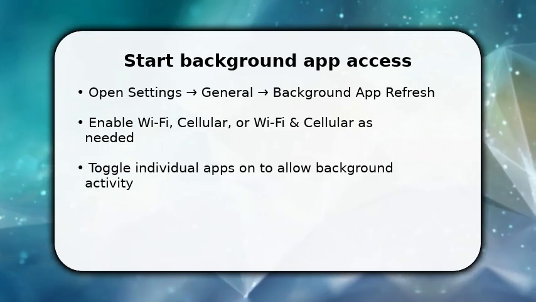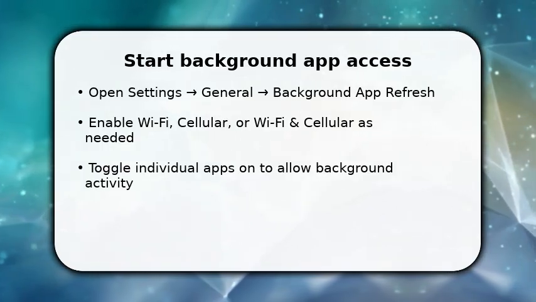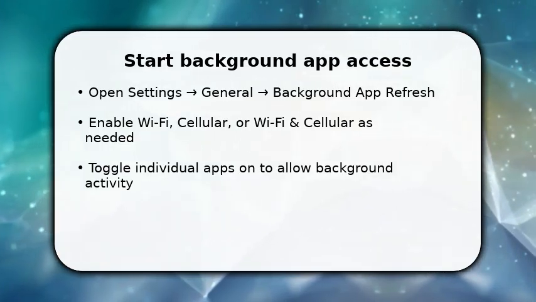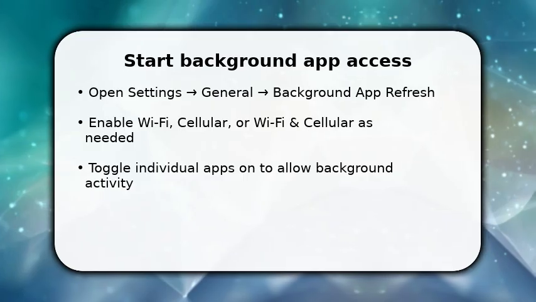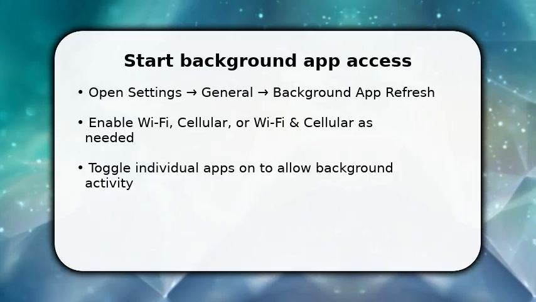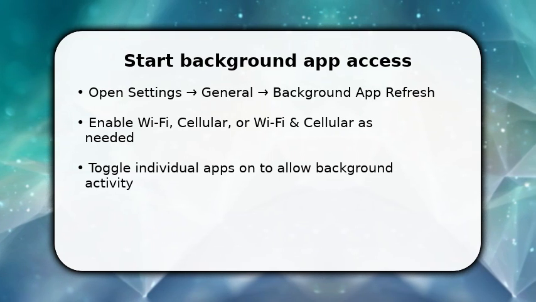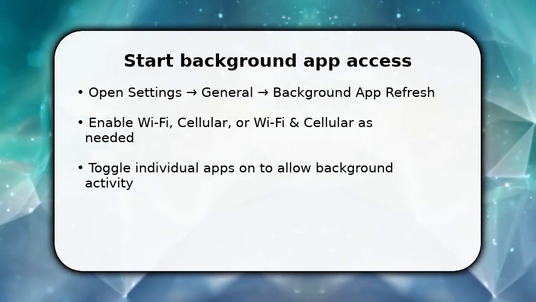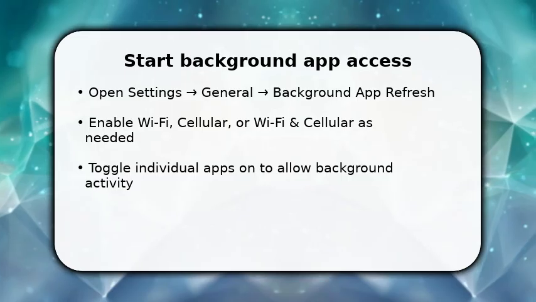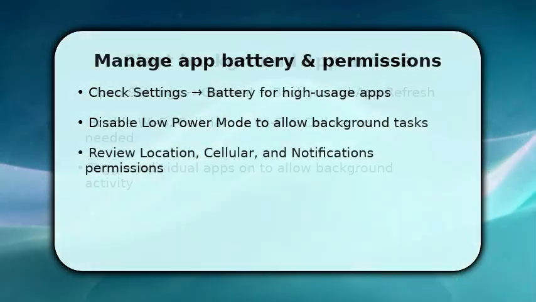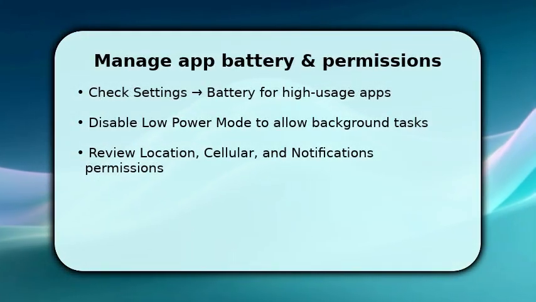Next, scroll the app list and flip the toggles for the apps you want running in the background. Make sure to prioritize apps that need live data, email, navigation, or audio, so they behave as expected without enabling everything unnecessarily. You should inspect battery and permission settings to keep background apps functioning reliably.